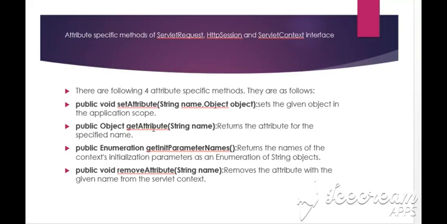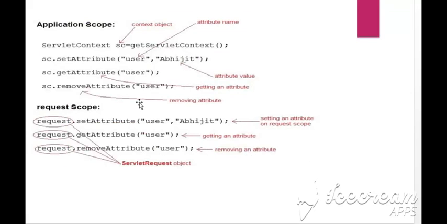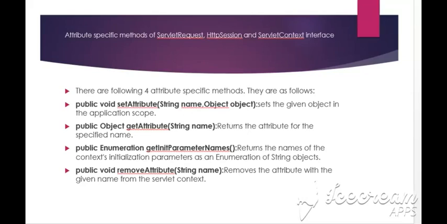Next, public Object getAttribute(String name), it is having the parameter only a String name, returns the attribute for the specified name. Here we mentioned the user, its attribute name. Next, public Enumeration getInitParameterNames, returns the names of the context initialization parameters as an Enumeration of String objects.